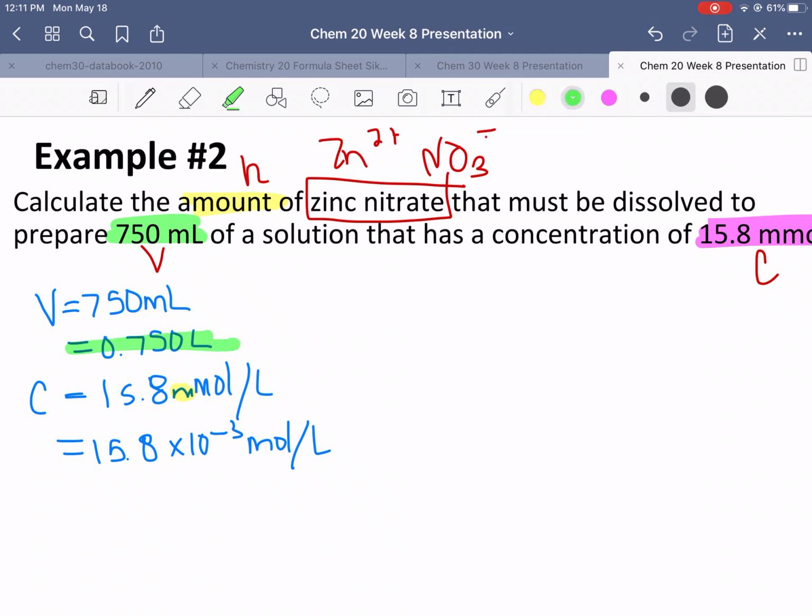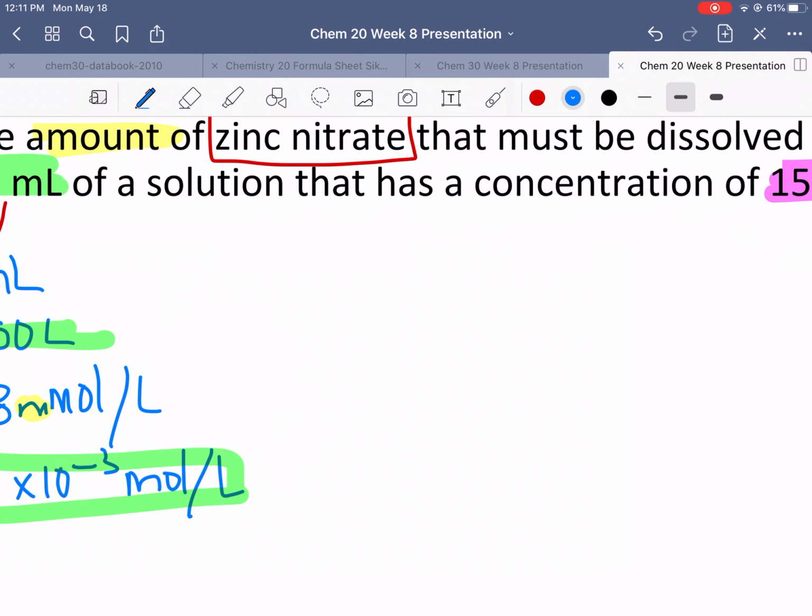We have volume with liters. We have concentration of moles per liter. Honestly, does this question ask for mass? No, so I don't even have to deal with my n equals mass over molar mass. This question, I've got everything I need to get the amount. n equals C times V. And yeah, I've got the volume. I've got the concentration. We're good to go.